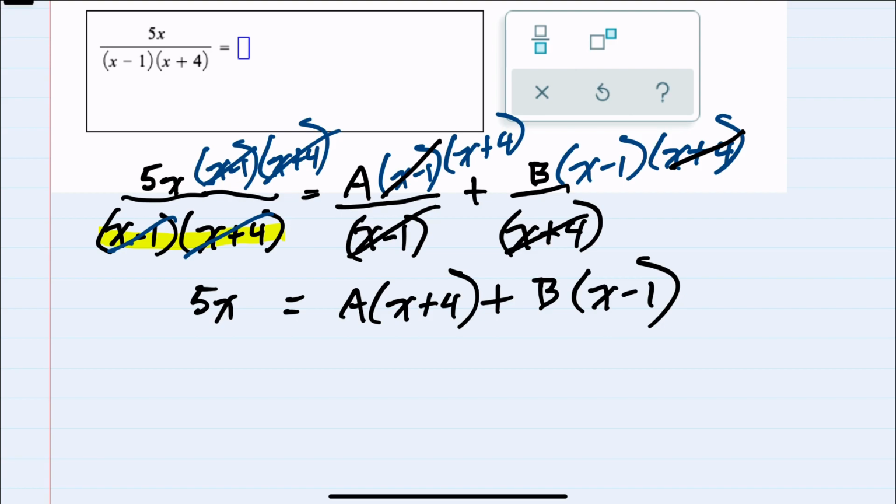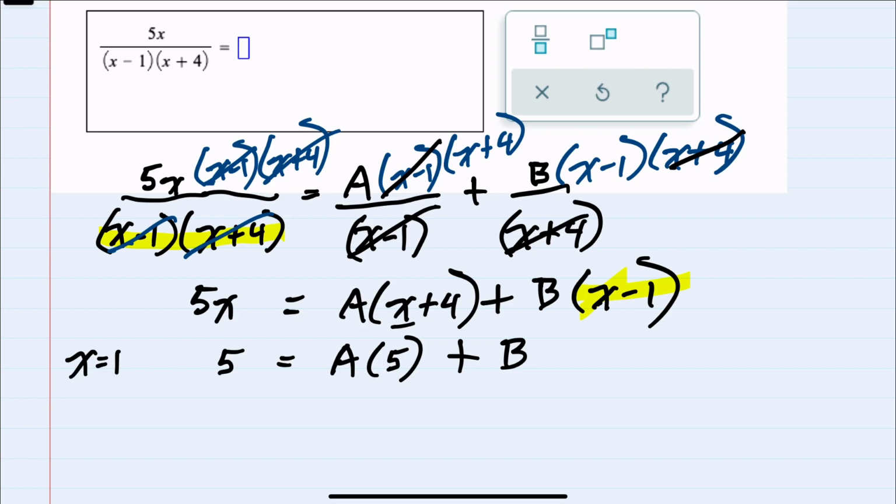To continue solving, I can pick specific values of x to plug in, but strategically so that either the a or b will cancel. So for example, if I plug in x equals 1, then this factor will become 0, eliminating the b. To show what that looks like, if I say x equals 1, then 5 times x, 5 times 1 is 5, equals a times, if x is 1, then that would be 1 plus 4, which is 5, plus b times 1 minus 1.